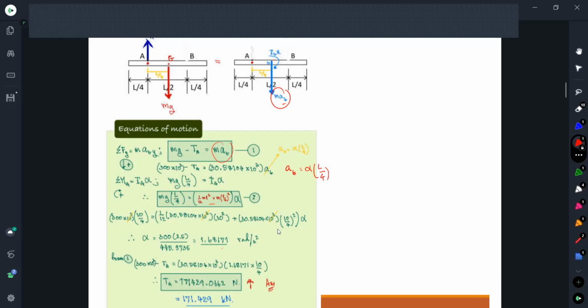You see that according to the dynamic problem, the tension is increased from the static. If we consider the static case, the tension should be only 150. So for this case, it increased from 150 to 171, maybe about 10 to 15 percent. Okay, that completes this problem.